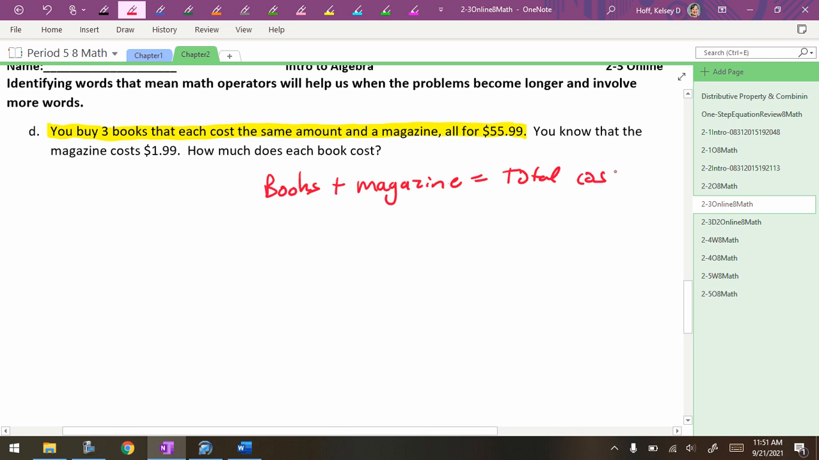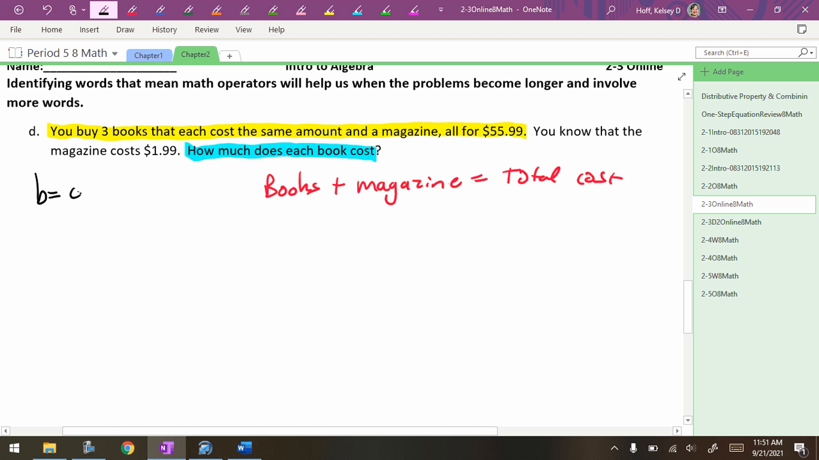Follow what I just did there? I'm just shorthanding this. No numbers. The cost of my books plus the cost of my magazine is going to give me my total cost. So I continue to read. You know the magazine costs $1.99. How much does each book cost? So how much does each book cost is your last question. It's your unknown. You pick your letter. What letter you want?